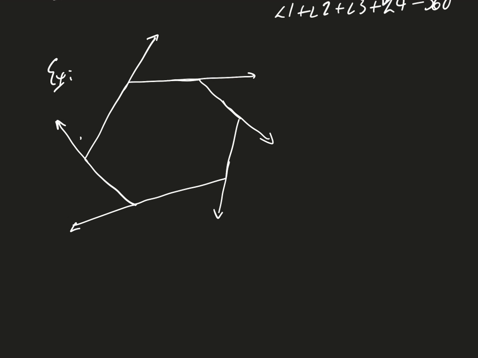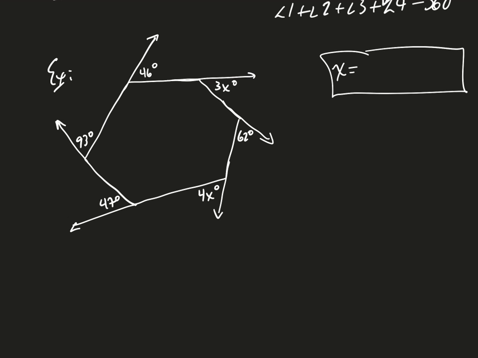Now I'm going to give you the measures of some: 93 degrees, 46 degrees, 3x, 62, 4x, and 47. And what I'm going to ask you to do now, to create a numerical problem, is find the value for x. At the end, I want you to be able to tell me the value for x. Again, the theorem that we just looked at says the sum of the exterior angles is always 360.